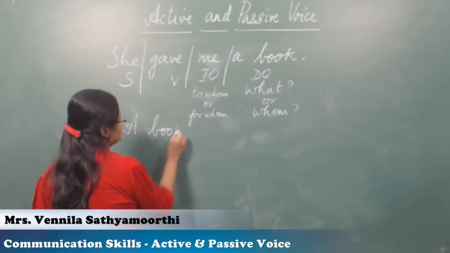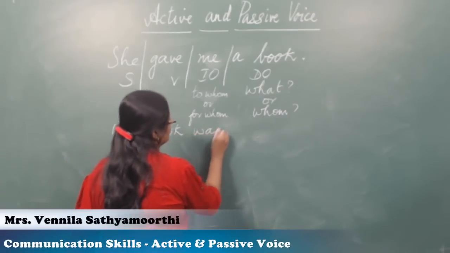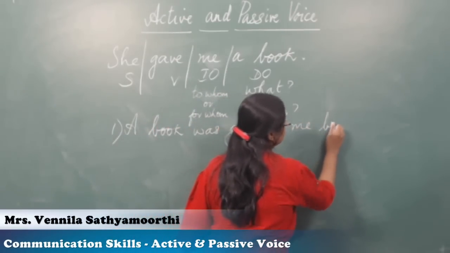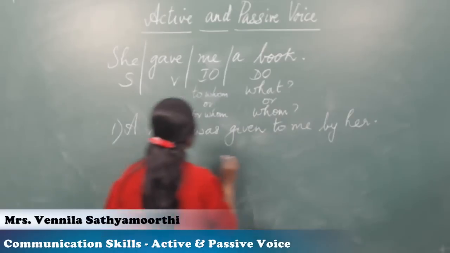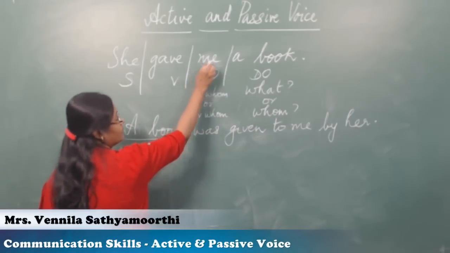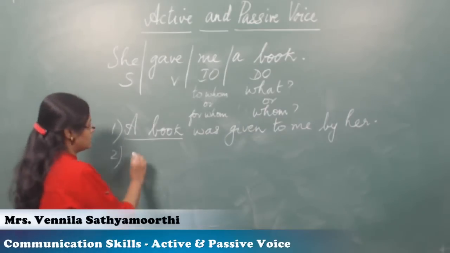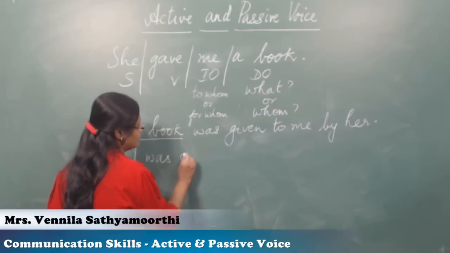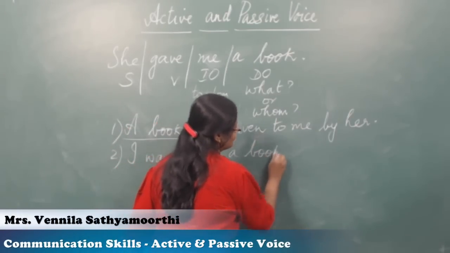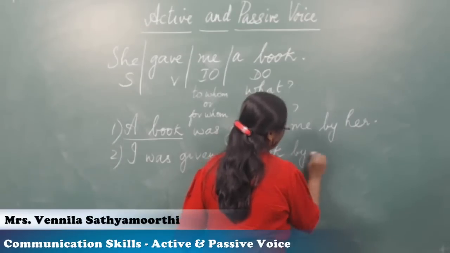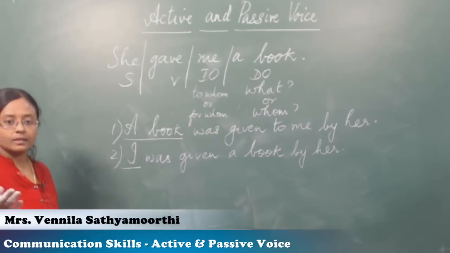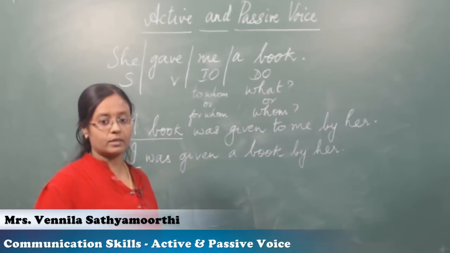Okay, one answer is: A book was given to me by her. Right. Second, you're going to make this the subject. I was given a book. Is that clear? See how easy it is. I was given a book by her. Yes, I was given a book by her. That's right.